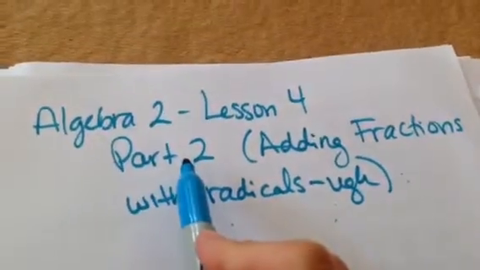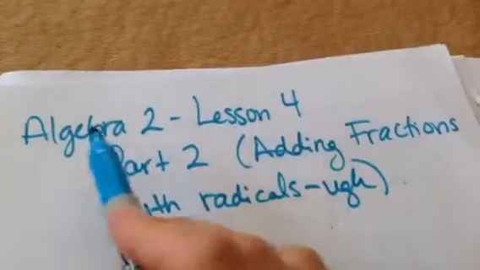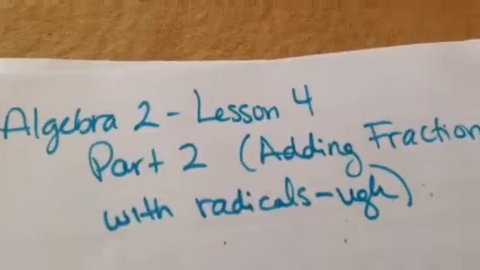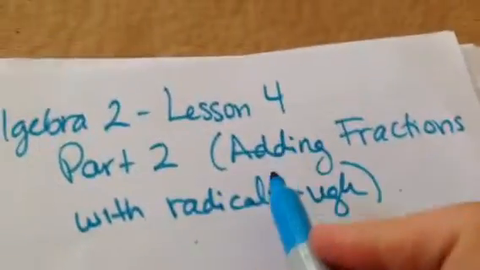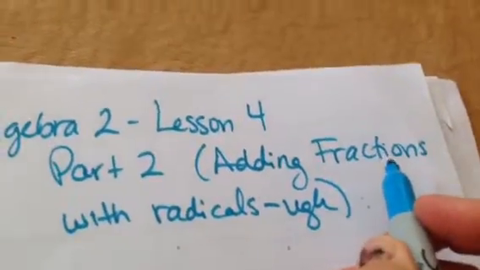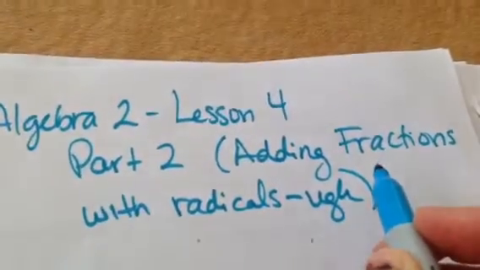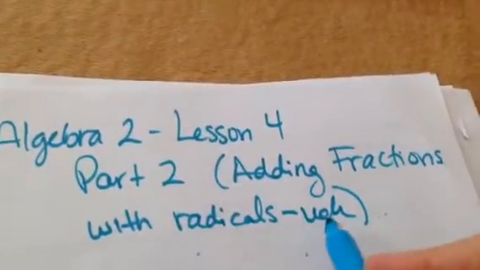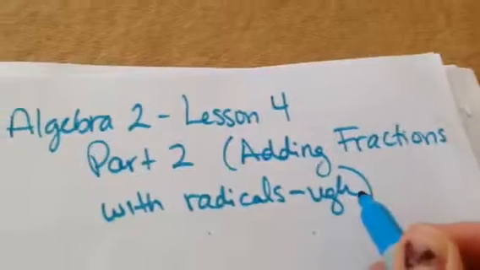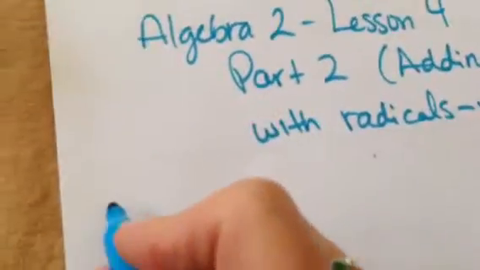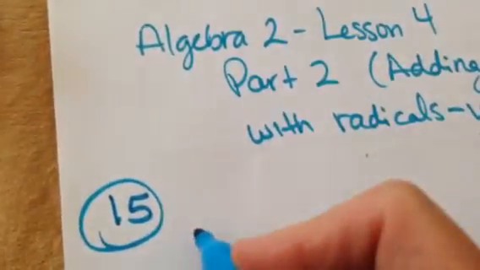This is part 2 of lesson 4 from Algebra 2, and we've been dealing with square root symbols. I kind of ran out of time on that other one, but this is when you have to add fractions when you have radicals in the denominator. I just wrote here "ugh" because it's not fun, it's not pretty. Doesn't mean it's not easy to do, it's just who likes adding fractions?